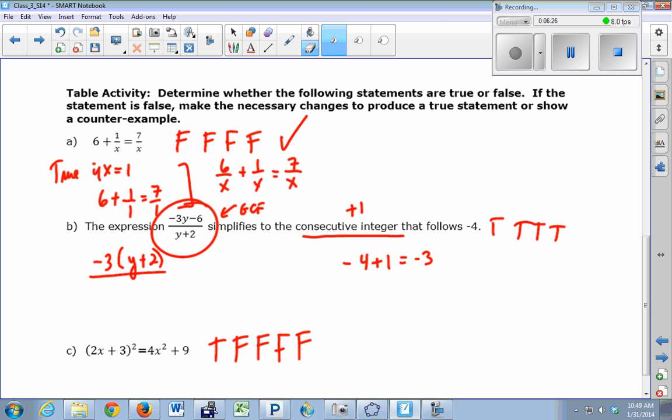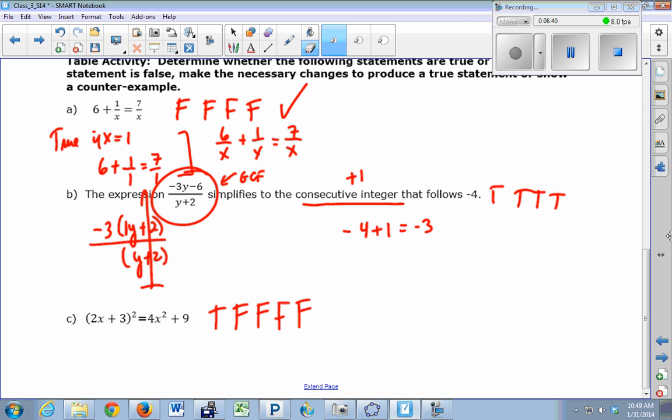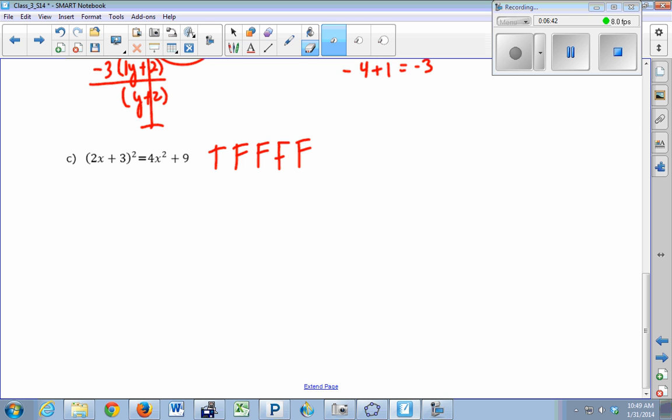So it isn't +3, but I pull out a -3 to keep the number in front of y positive. And there's my 1, and -3 equals -3. Now this last one we had, table 1 said it was true.